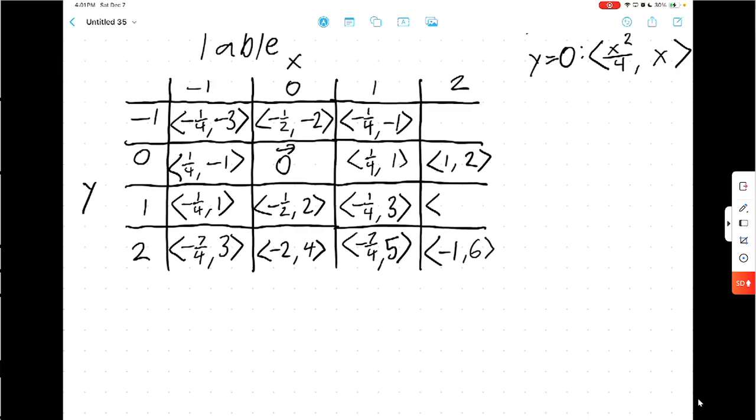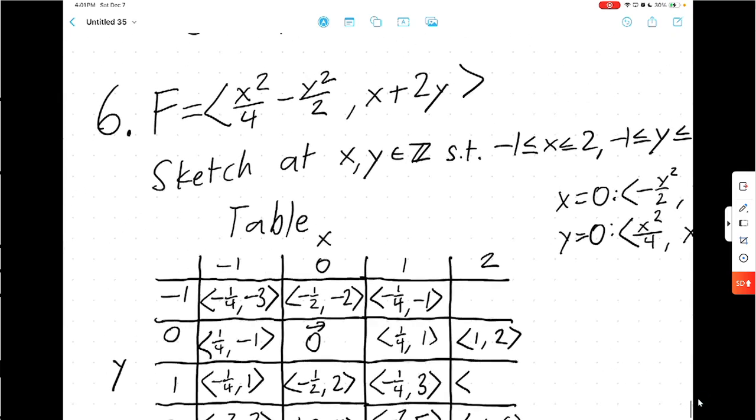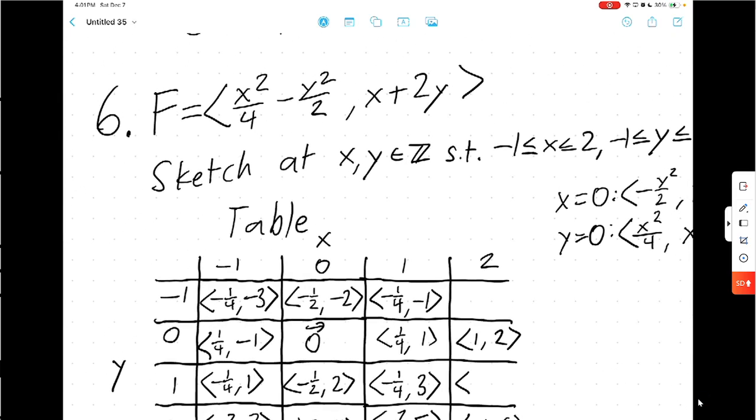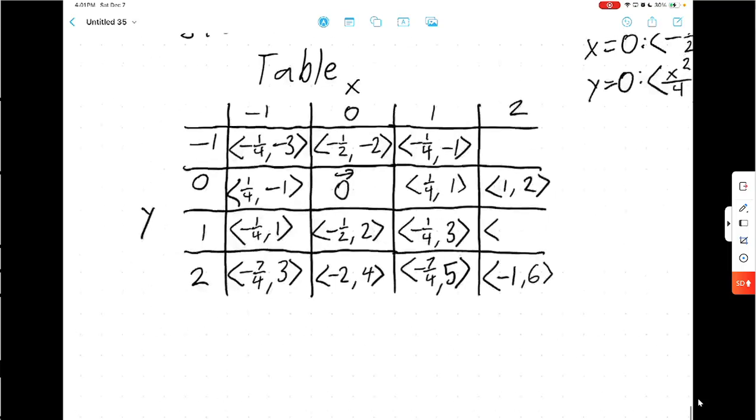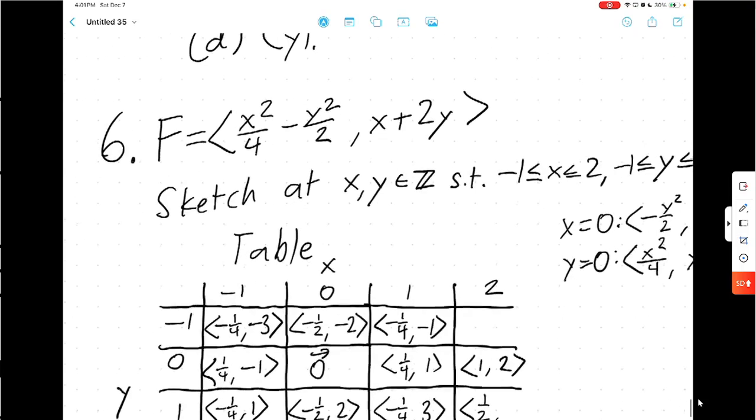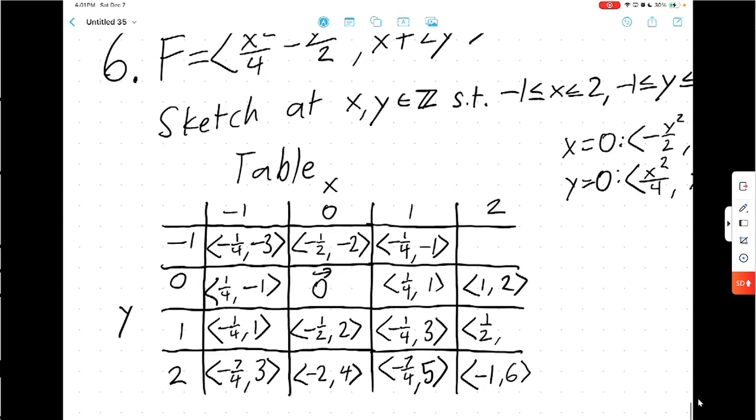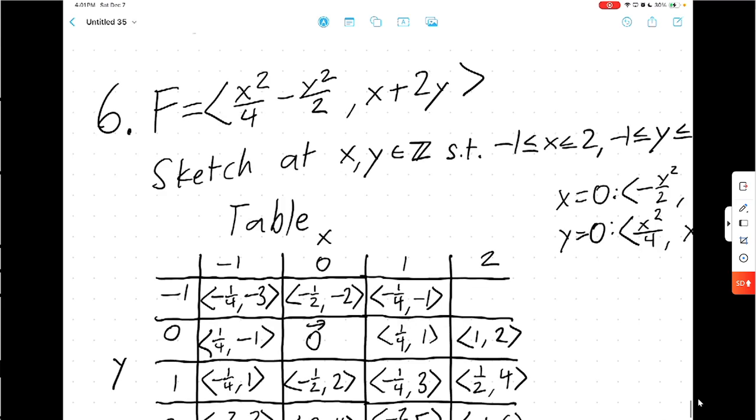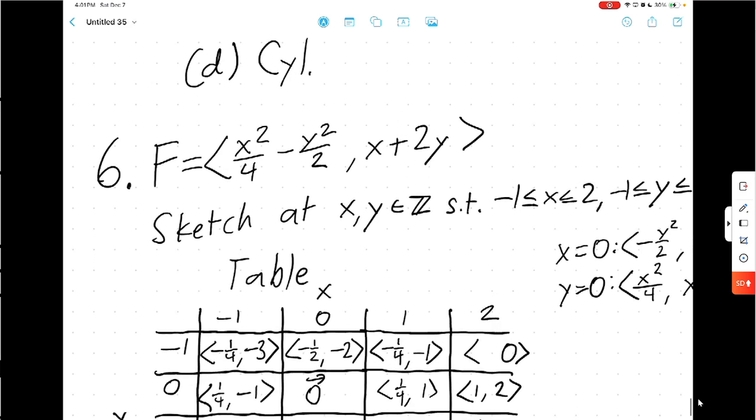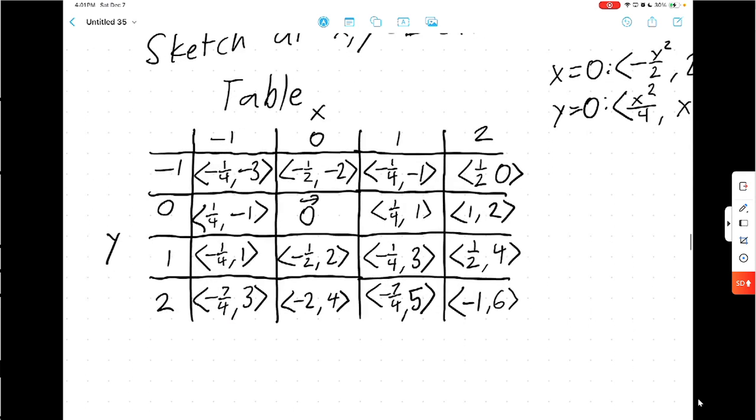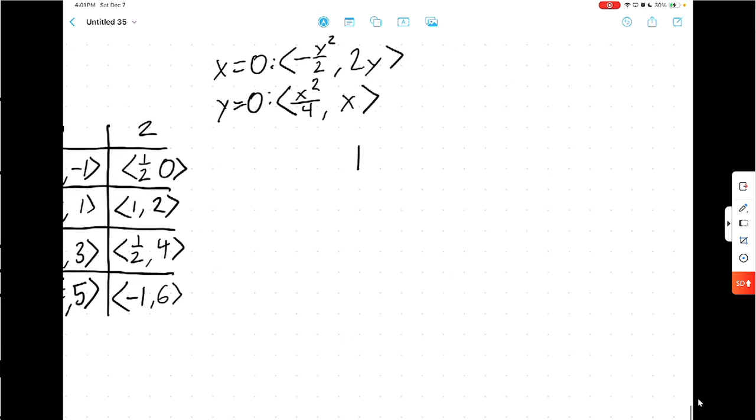Alright, back to the table. 1 minus 1/2, we're going to get +1/2 here. Here, 2 and 1 is going to be 4. 2 and -1 is actually going to produce a 0. And then finally, if x equals 2, y is equal to -1, so we got 1 minus another 1/2. It's going to be a 1/2. Okay, finally done.